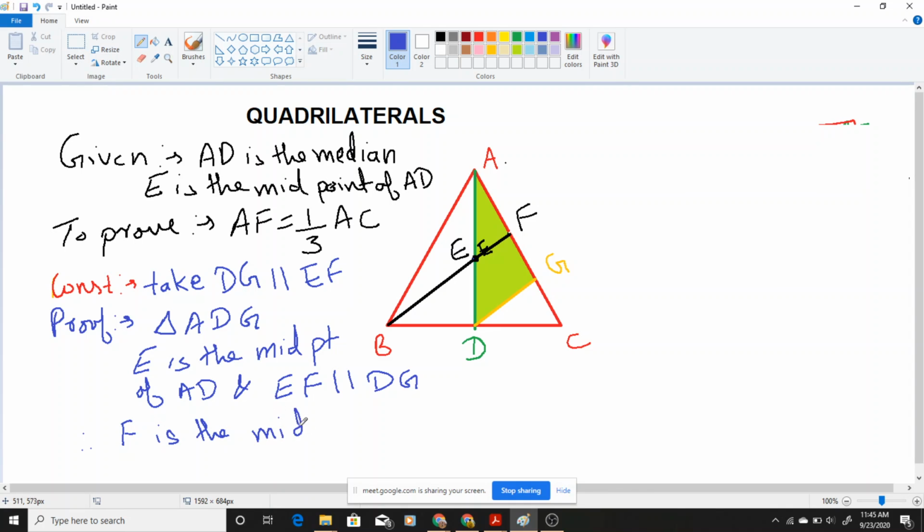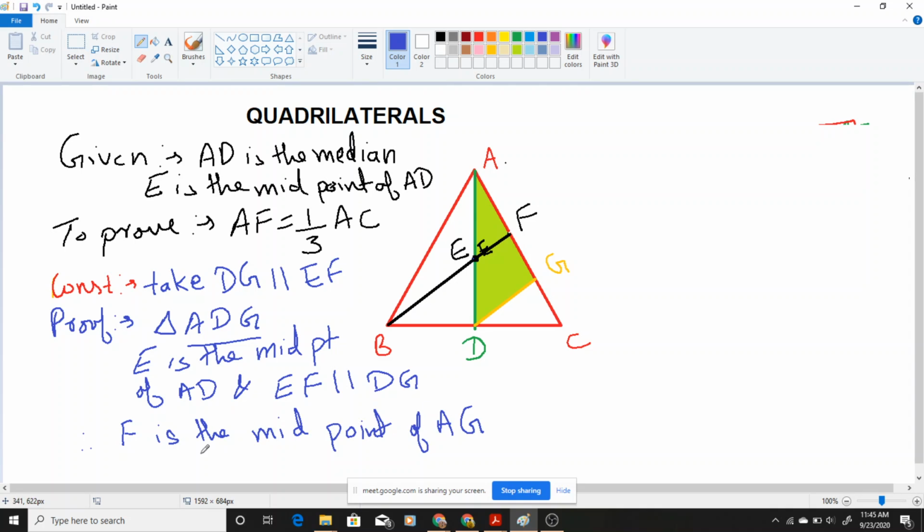F is the midpoint of AG, because we are talking about triangle ADG. हम सिर्फ triangle ADG की बात कर रहे हैं. नीचे वाला पार्ट, ये C वाला पार्ट, जो white part triangle बचा हुआ है, वो नहीं लिया है. We are talking about ADG only. So F is the midpoint of AG.